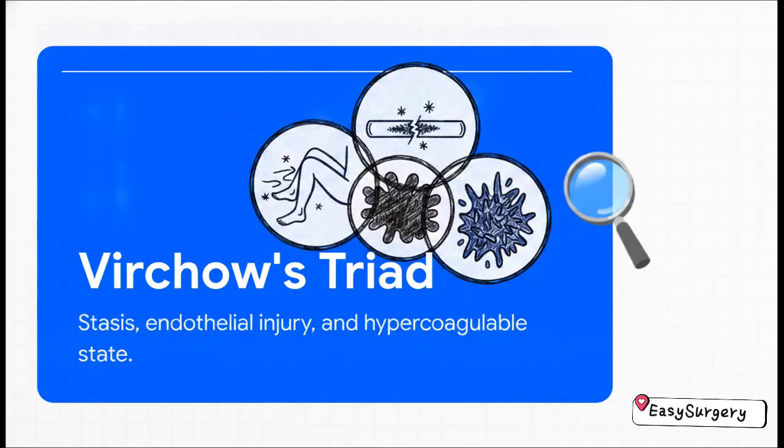So let's talk about Virchow's triad. This is essentially the fundamental root cause of all deep venous thrombosis. Think of it like the perfect storm for a clot. For DVT to occur, you generally need a combination of 3 critical factors.